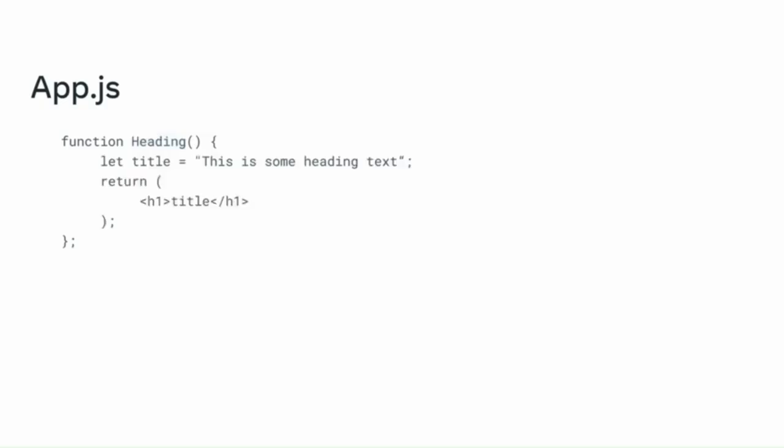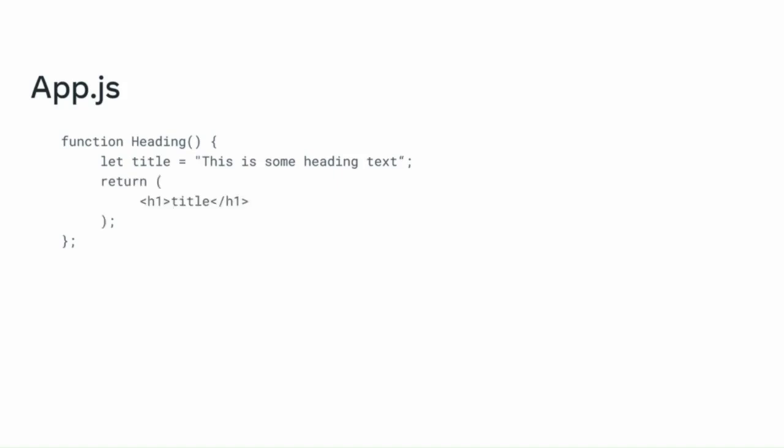Now let's continue with our component. Next, inside the app.js file, create a function named heading. The function name must also be declared using a capital letter for the first letter of the function. Then, inside the function body, you create a variable named title and assign it the string value of "this is some heading text."